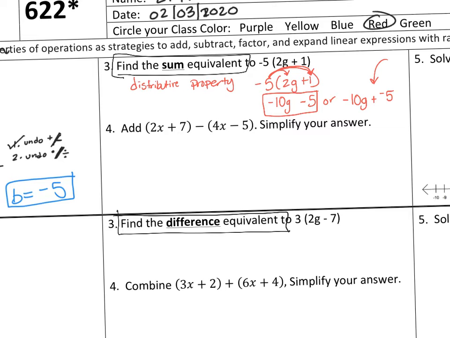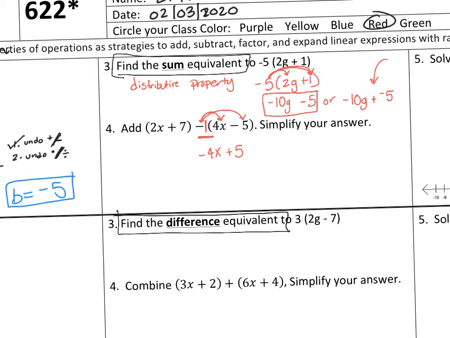Now number 4 says add 2x plus 7 minus the quantity 4x minus 5. When you have a negative or a subtraction symbol outside of a parentheses and nothing else is there, the implication is that there's a 1 right there. Now, if you had plus 1 and you were going to multiply it to 4x and negative 5, nothing would change. But if you have a negative 1, think about this. Negative 1 times 4x is negative 4x. Negative 1 times negative 5, that's positive 5.